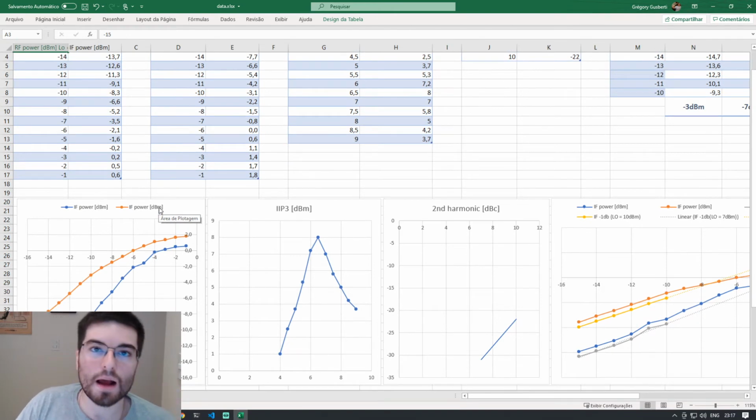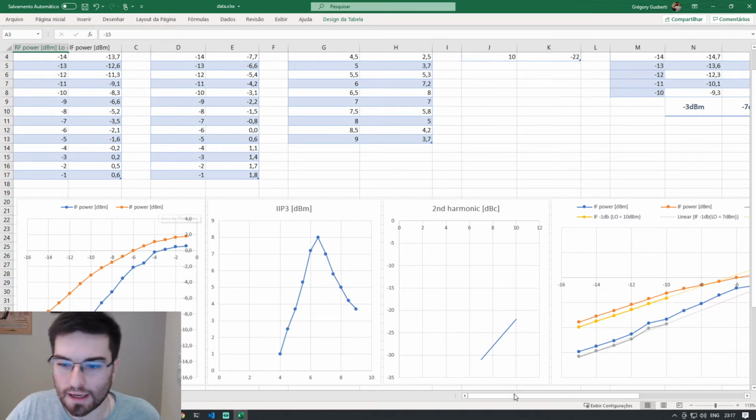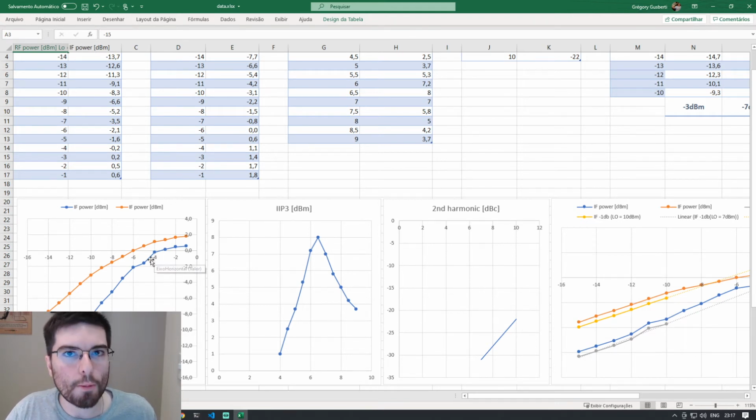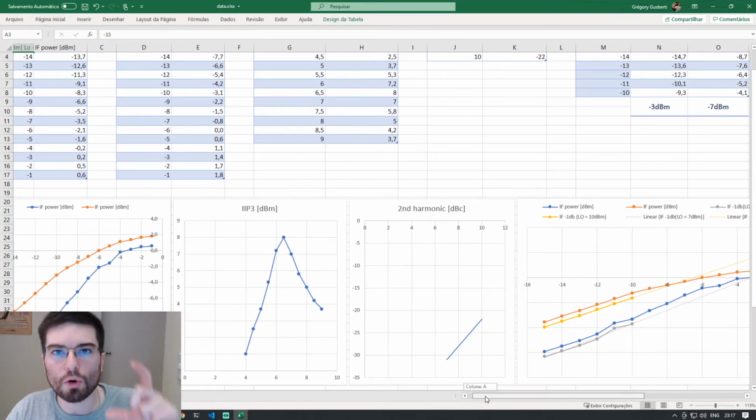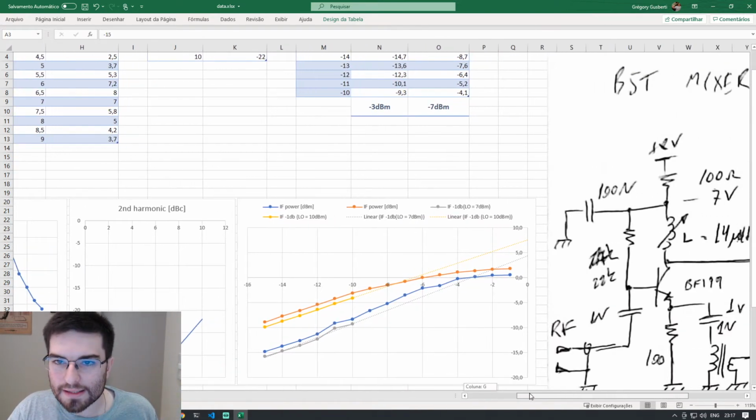And here comes our first parameter of the mixer, the 1 dB compression point. That is the point where the actual gain of the circuit drops 1 dB below the linearized perfect gain of the linear model. So if you extrapolate the linear region here, we can see that at some point our actual gain drops by 1 dB. And this is the 1 dB compression point, the point where the output is compressed by 1 dB. And we can see this here.